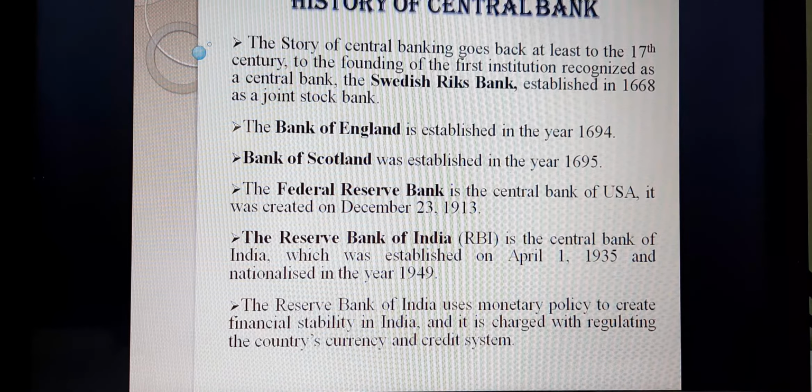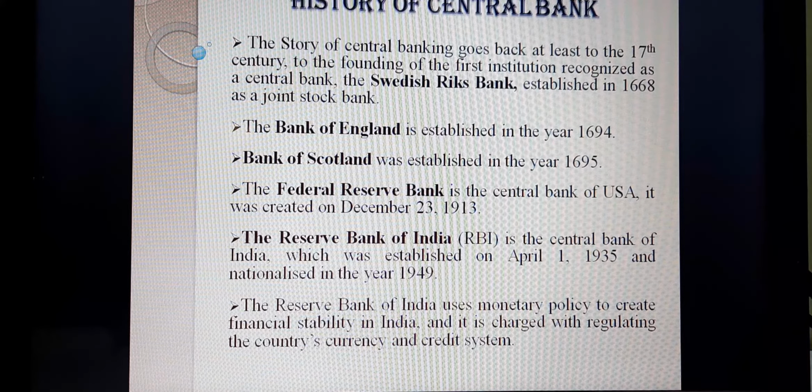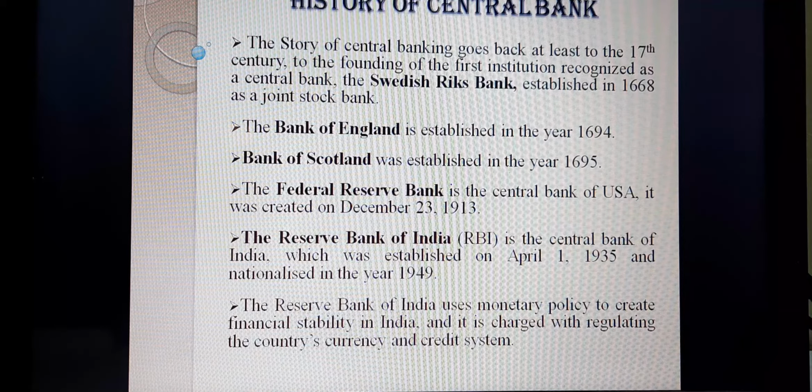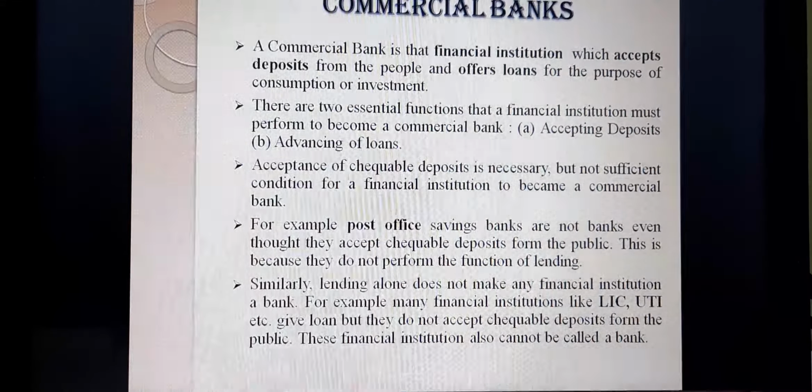The Central Bank of the USA, the Federal Reserve Bank, was established on December 23, 1913. And the Central Bank of India, the Reserve Bank of India, as you know, the RBI, was established on 1st April 1935, and it was nationalized in 1949. The main work of all central banks is to control the monetary policy and financial stability in the country, regulating the currency flow and the credit system of the country. In all the countries of the world, the central bank does the same work for the economy.